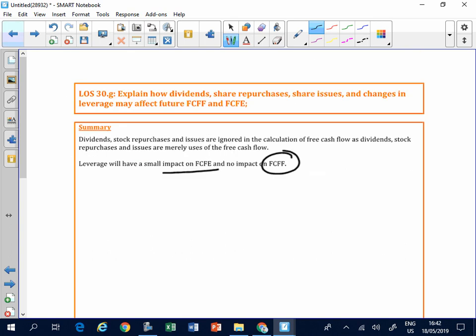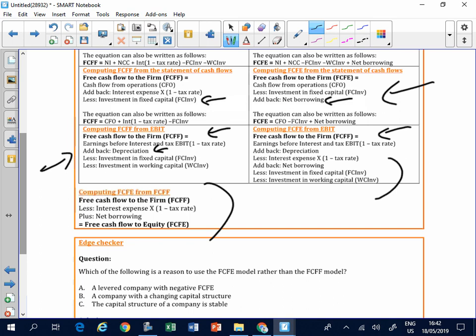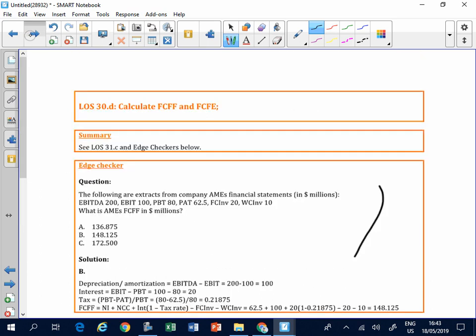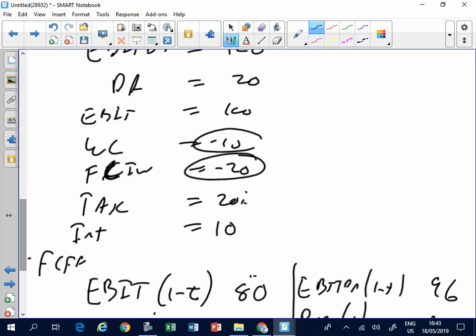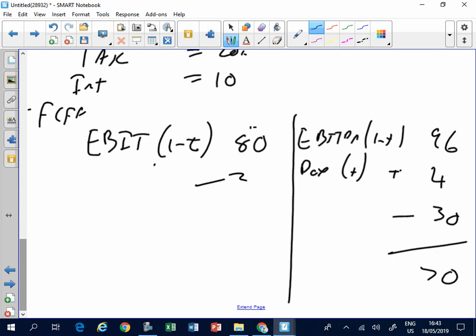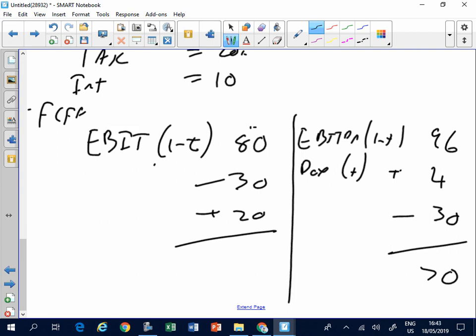Okay, now let's just go through this. The EBIT, 1 minus the tax rate, so we start there. We're going to add back the full depreciation and we're going to deduct the fixed capital and the working capital. So in this case, we're going to deduct these as well. So minus 30, and we're going to add back the 20. And what do we get to? 70. It's the same answer. Okay, so we worked out the free cash flow of the firm, two different methodologies, and we get to the same answer.